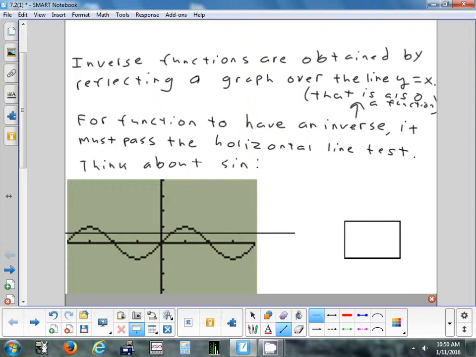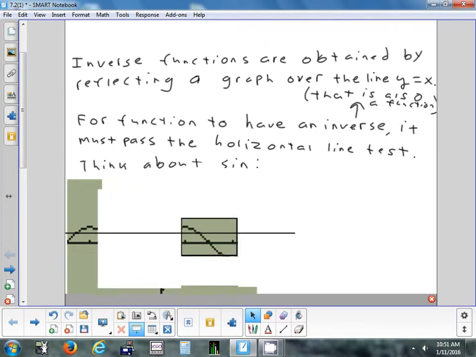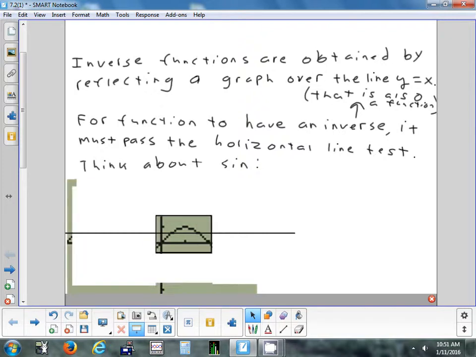unless we narrow down where we're going to look. What we're going to do is pretend like this is our window on our calculator, and we're going to just look at a certain section and see if that section has an inverse. Not the whole function, just a section. So let's try looking at that section. Does that section pass the horizontal line test? No, it still is hitting it twice.